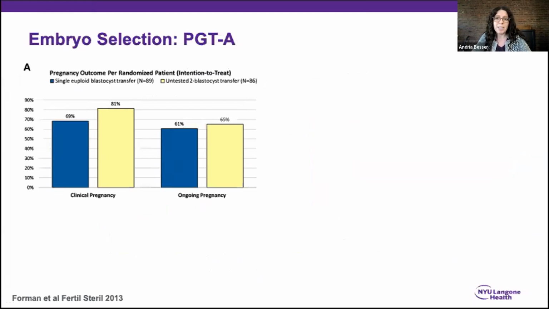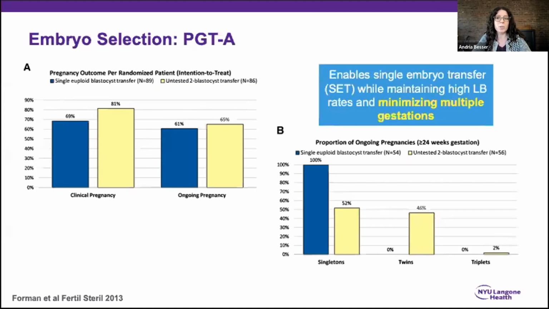Also, PGT-A minimizes the number of embryos that need to be transferred to achieve a pregnancy. So while it's common practice to transfer more untested embryos when the age of the egg is more advanced, this study here from 2013 showed that a single euploid embryo is equally effective as 2 untested embryos, but the multiple gestation rate is much lower. So now it's recommended that if PGT-A is being done and euploids are being transferred, only a single euploid embryo needs to be transferred, and we can minimize the multiple gestation rate that way.